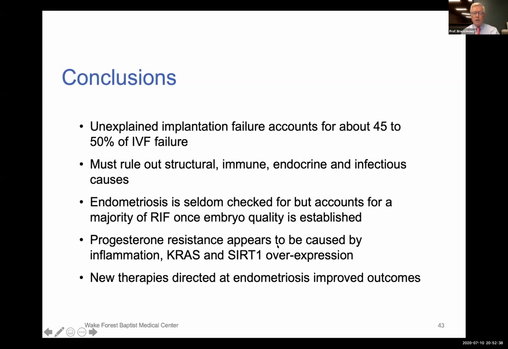Progesterone resistance appears to be caused by inflammation acting through KRAS, which induces SIRT1, and that SIRT1 is actively turning off progesterone genes. And I think new therapies directed at endometriosis based on this research are clearly possible.